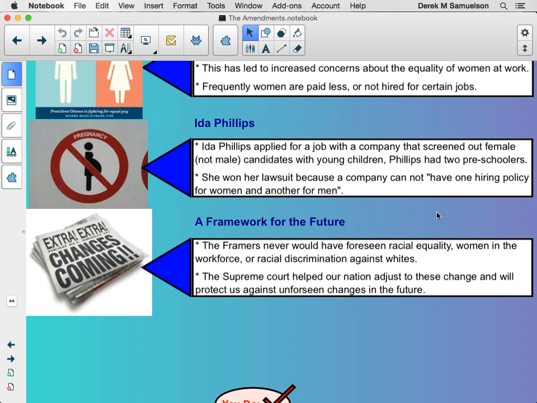But the Supreme Court of the United States, with the powers granted to it by the Constitution, helped our nation to adjust to these changes and find solutions to problems that were unforeseeable 230 years ago. And they will continue to do so because of the flexibility and the changeability of our laws and our Constitution.